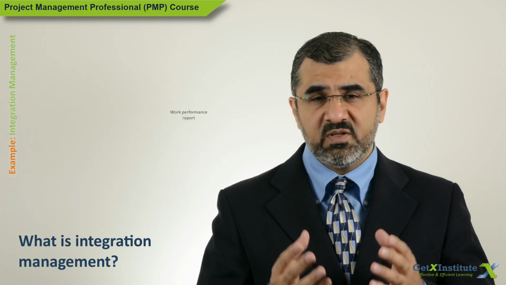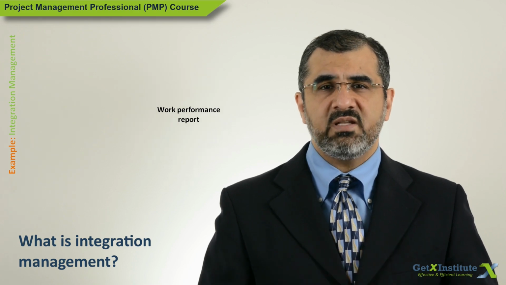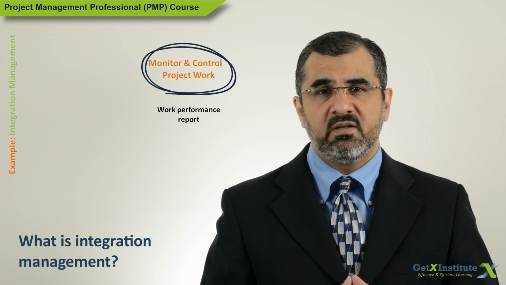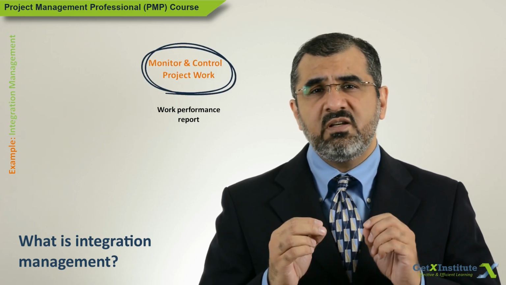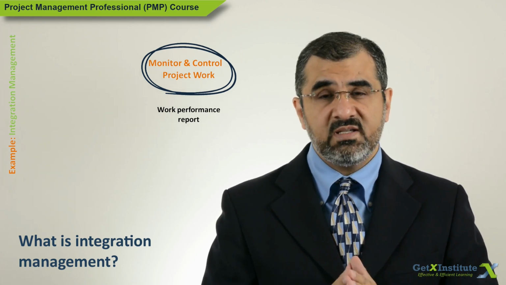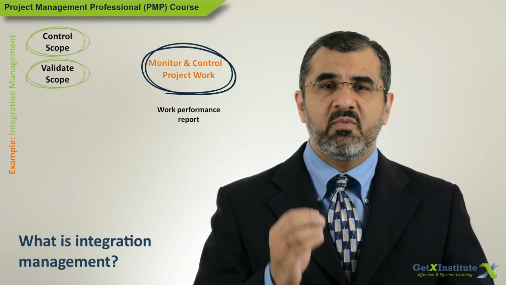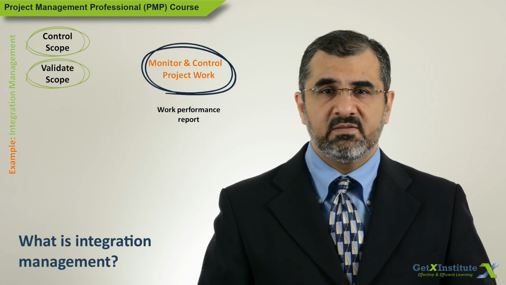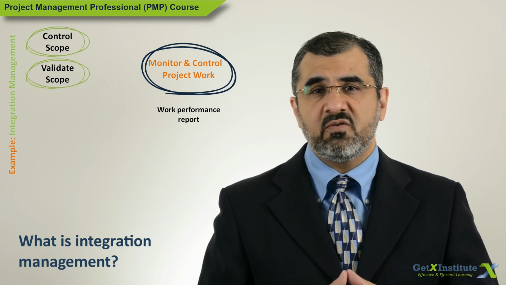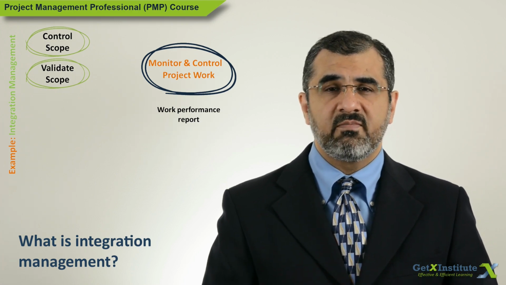The project performance report is created in one of the processes of project integration management. The process is called monitor and control project work. The information that goes into the report comes from various other processes. Those processes are control scope and validate scope processes from project scope management knowledge area. They provide information about progress on project scope and also on the acceptance of deliverables by the customer.